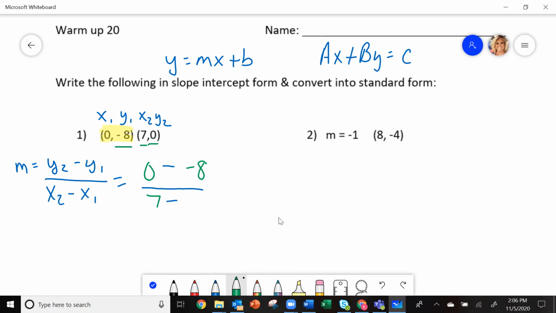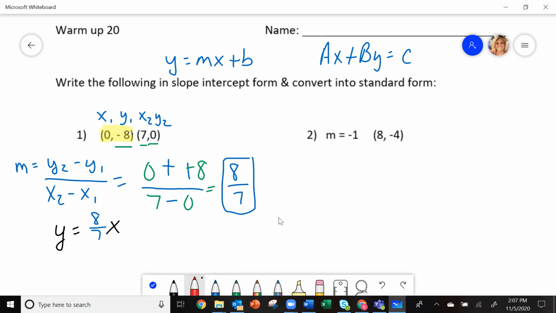x2 is 7, x1 is 0. Now, minus and negative changes to positive. So this becomes +8 over 7. This is my new slope. So my equation in slope-intercept, y equals, the slope is 8/7 x, and the y-intercept is -8. That came from this up here.